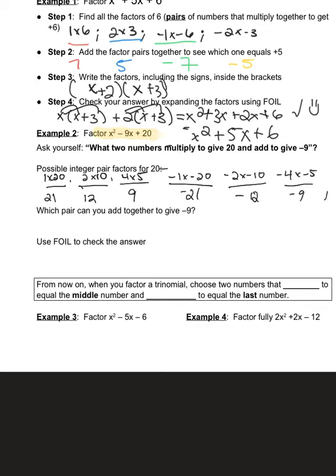Okay, so this is the one that adds to negative 9. Negative 4 times negative 5. We're going to put them in our brackets. X minus 4, x minus 5. Notice that the sign is following the number. Okay? And now let's do FOIL to check my answer.